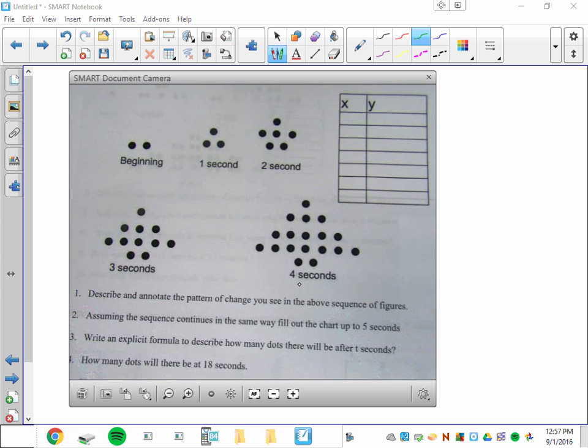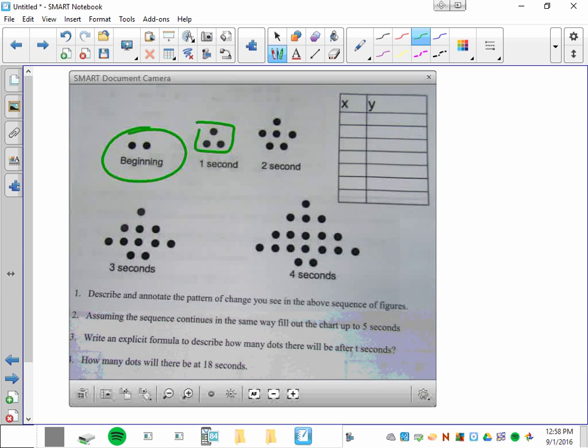Today we're going to be working on growing more. So we have 2 pages here, and each page has a different series of dots, and then there are questions that follow that. The first question says, describe and annotate the pattern of change you see in the above sequence of figures. So we start with 2 dots here, and something happens, and then we get this shape.